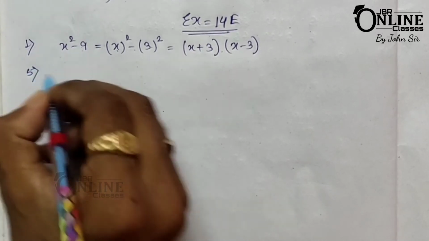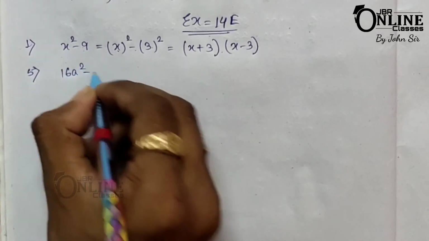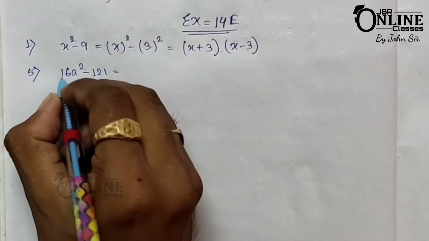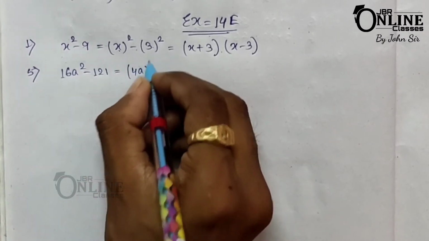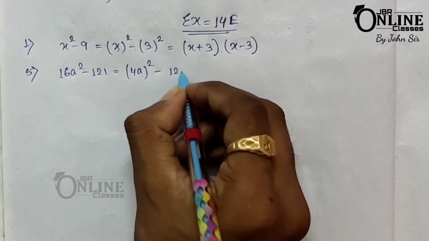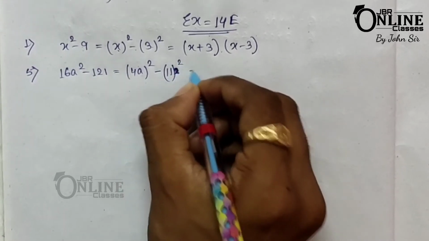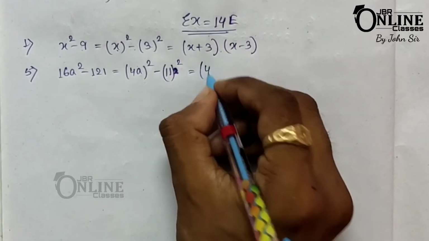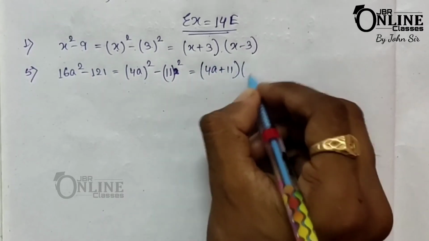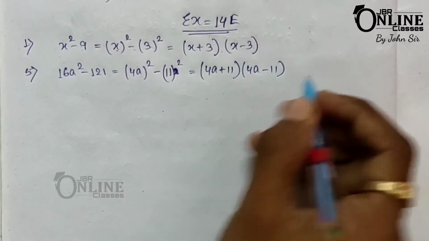Okay, so sum number 5. In sum number 5, 16a square minus 121. Now 16a square means 4a whole square, and 121 means 11 whole square. Now the same formula, a square minus b square. So a plus b into a minus b.